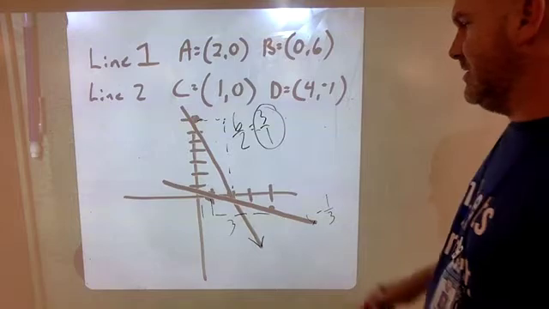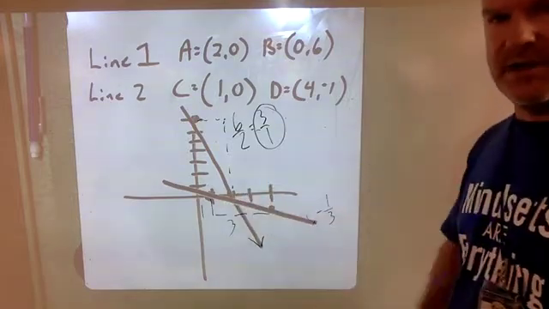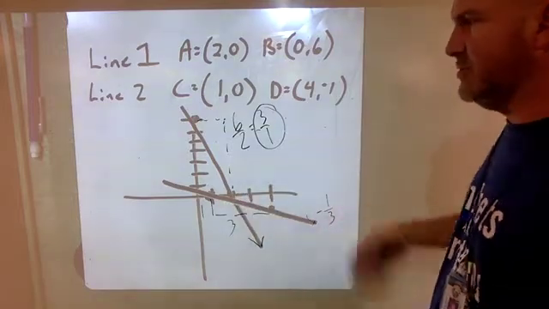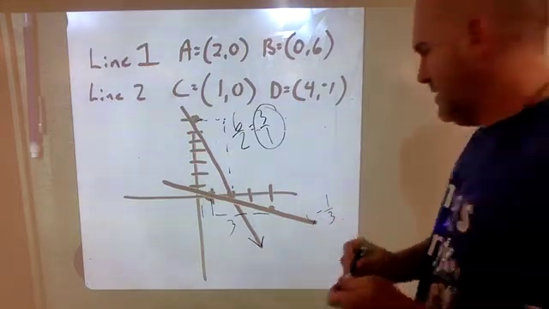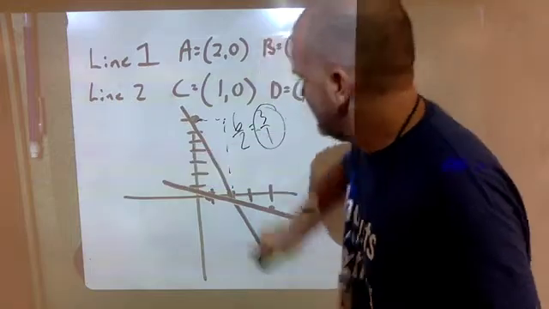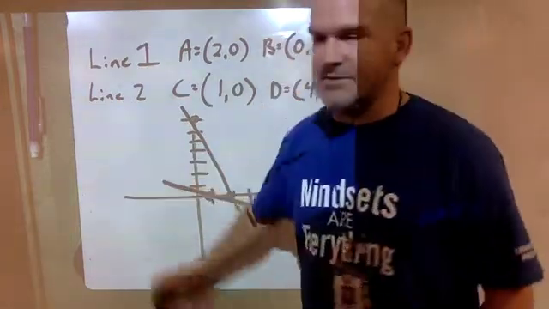Not perpendicular. They cross. They're clearly not parallel. They don't have the same slopes. They're just regular old intersecting lines. That's it. Okay, so that's the first set of problems in the do section today.